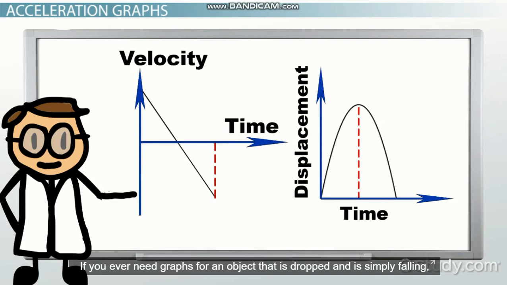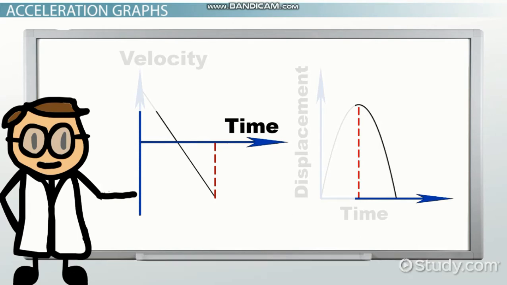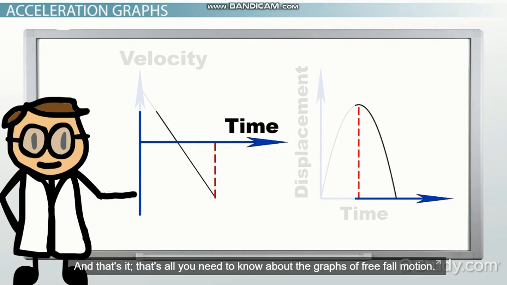If you ever need graphs for an object that is dropped and is simply falling, all you have to do is only draw the second half of the graphs. And that's it. That's all you need to know about the graphs of freefall motion.